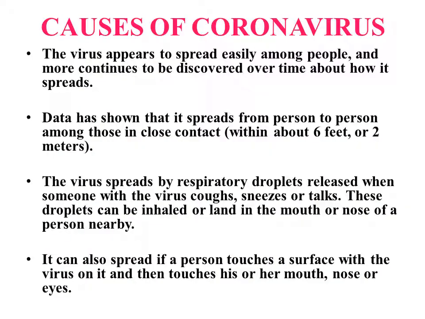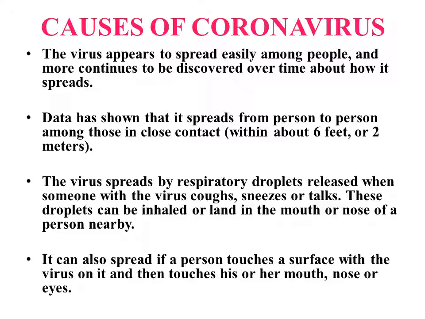Now we're going to move and have a look at the causes of coronavirus. The virus appears to spread easily among people, and more continues to be discovered over time about how it spreads. Data has shown that it spreads from person to person, among those in close contact within about 6 feet or 2 meters.